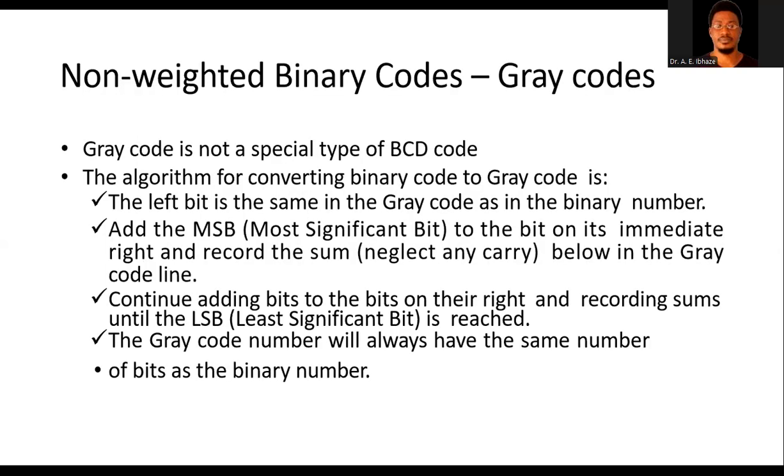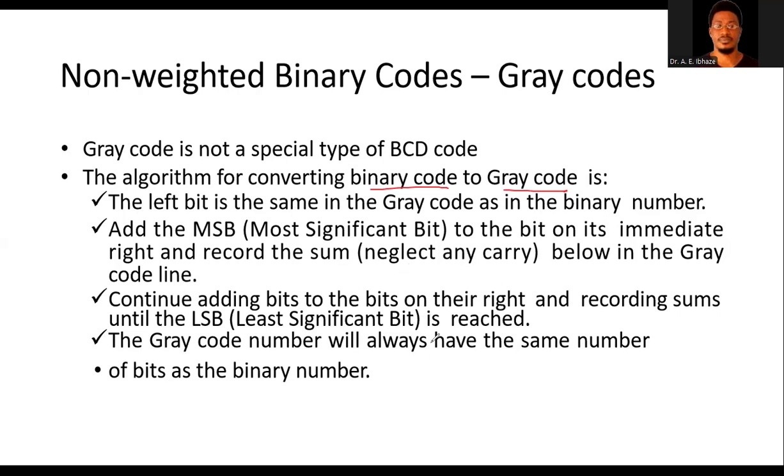And then we have the gray codes. Now, one interesting thing about the gray code is that it also runs on an algorithm, and the algorithm is pretty straightforward. The left bit is the same for the gray code and the binary if we're converting from binary to gray. So we want to retain the left bit, then we add the most significant bit to the bit on the immediate right, and then we neglect carry. We'll continue this process until we get to the least significant bit.